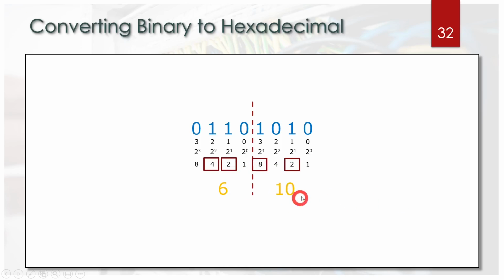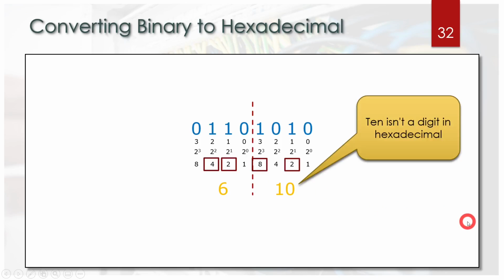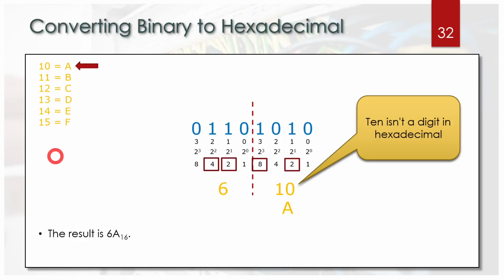The only problem is 10 is not a digit in the hexadecimal number system. So we need to look at our little table here. 10 is represented by the letter A. So A is the actual appropriate hexadecimal digit to put there. So our result is 6A in hexadecimal. So therefore, 0, 1, 1, 0, 1, 0, 1, 0 binary equals 6A in hexadecimal. That's how to convert from binary to hexadecimal.